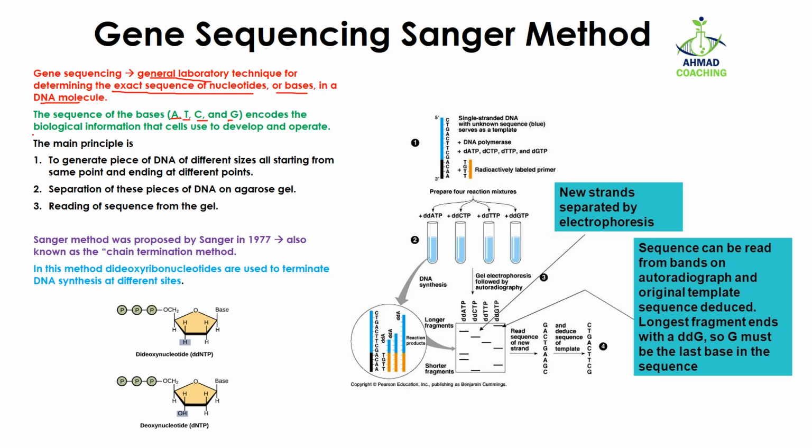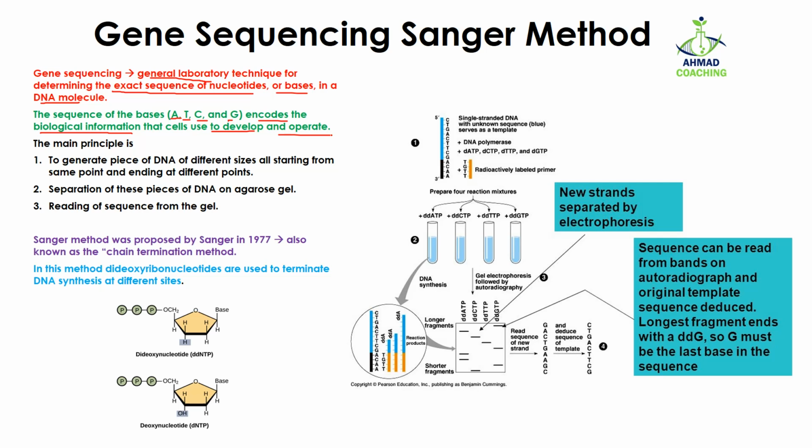Why do we need to determine the sequence of the gene? Because the sequence of bases encodes the biological information that cells use to develop as well as to operate. So all the information, how your cell is going to operate, how you are going to look, how you're going to perform your function is encoded in the genes. So if you determine the sequence of nucleotides in a particular gene, it means you are actually studying that gene.